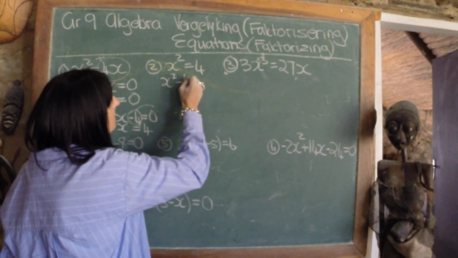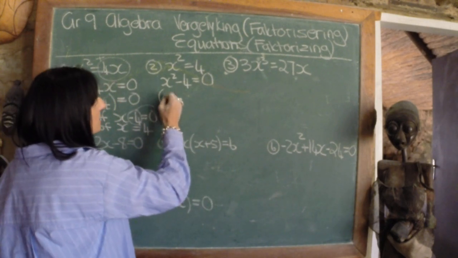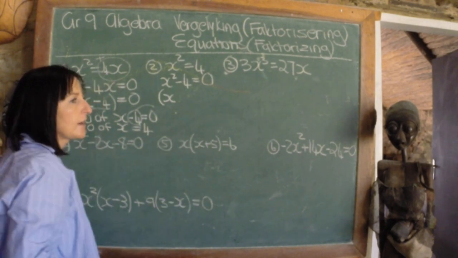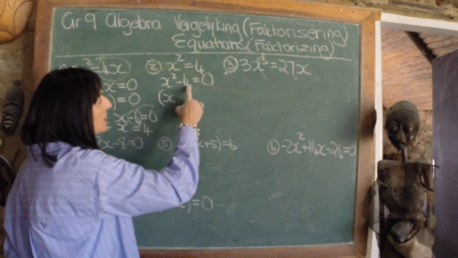All to the one side equals it to 0. Now I can factorize. Can't take out a common factor, so it's the difference between two squares.